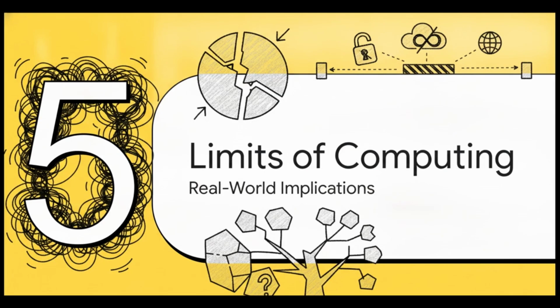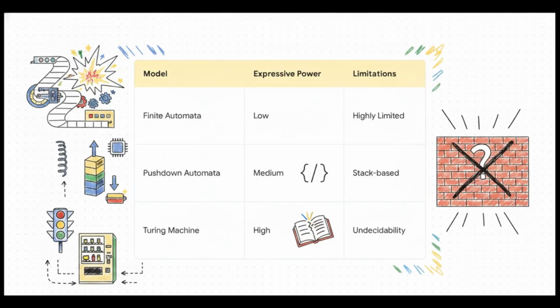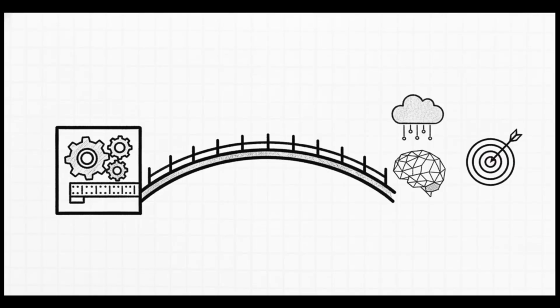Finally, section 5, the true limits of computing. Let's compare these models and see the real-world implications. When we map out the taxonomy of these computing models, we see some really clear trade-offs between expressive power and limitations. Down at the foundation, finite automata handle simple state-based tasks. Think traffic lights, but their memory is incredibly limited. Move up a step to push-down automata, and you gain stack-based memory, which is perfect for parsing programming syntax. But even at the very top, with the vastly expressive power of Turing machines, we still smash right into that ceiling of undecidability.